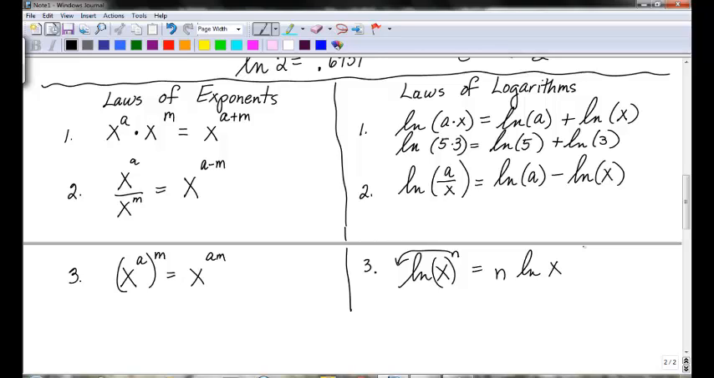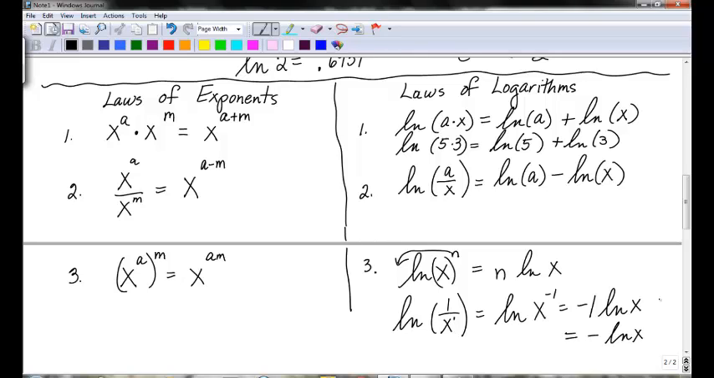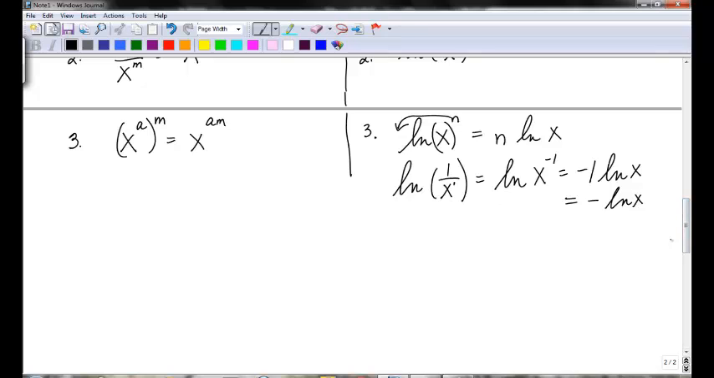While we're on that one, I am going to do one. If I said figure the natural log of 1 over x, and that's like to the first. That's the same as the natural log of x to the negative 1 power, right? Move that out front, so you'd have negative 1 times the natural log of x. Or they might just write it as negative natural log of x. And that's just using the third law of logarithms.